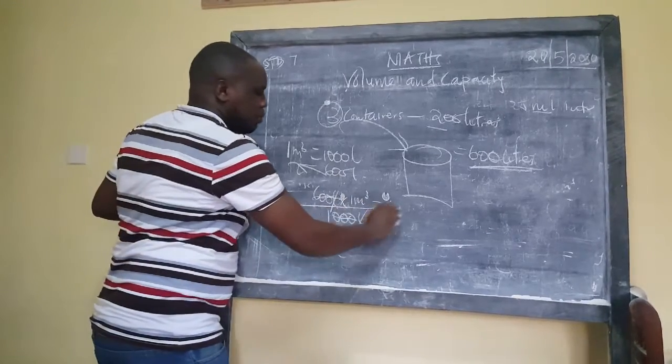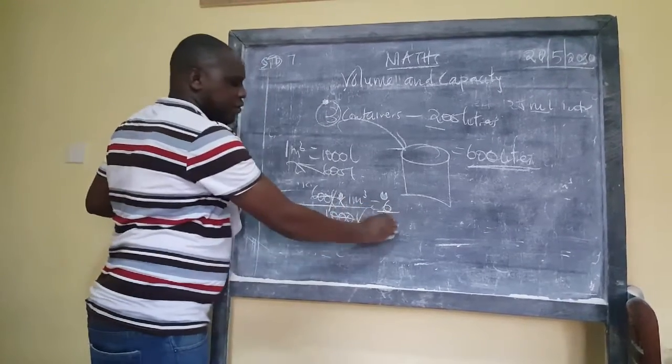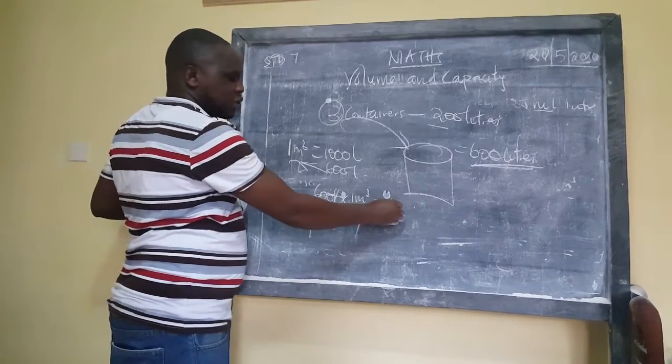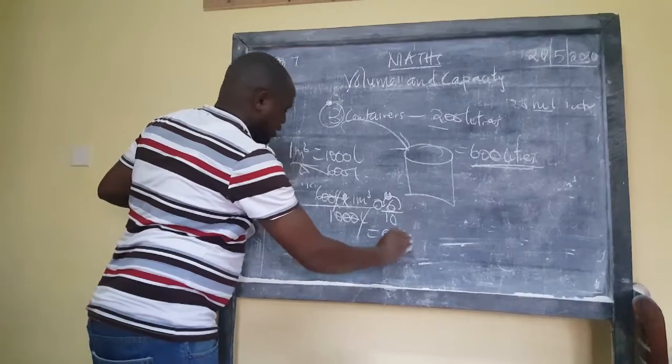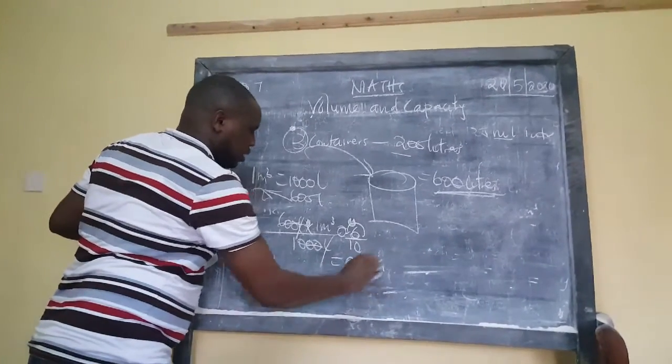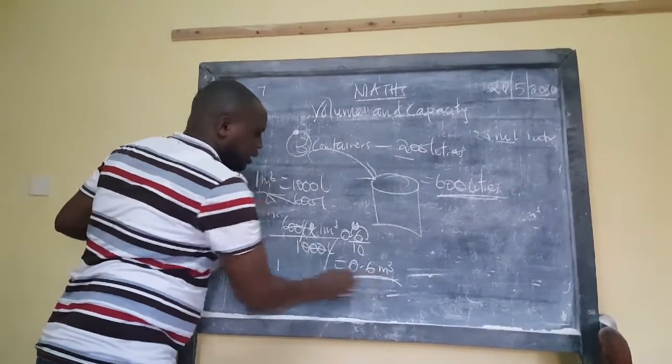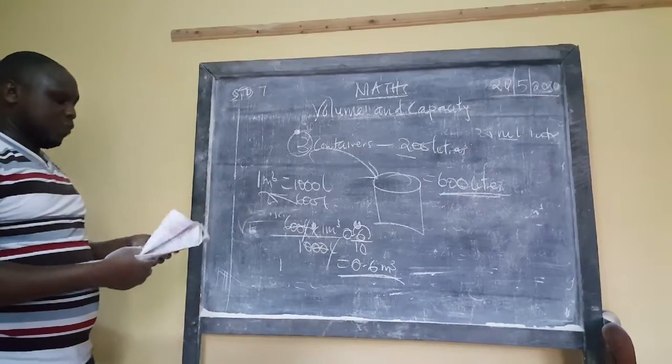So for you to be able to know which units you are going to remain with, this is going to be 6 over 10. Remember, you're dividing by a 10, so you're only going to move one time. So the answer is going to be 0.6 cubic meters, in terms of cubic meters, 0.6.